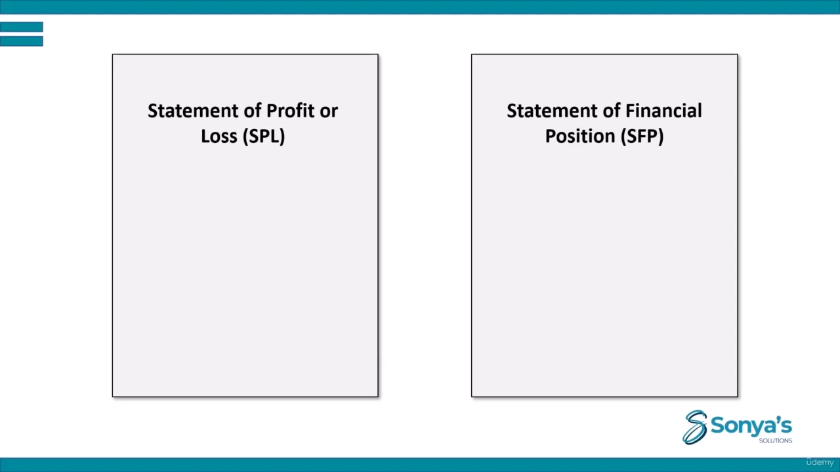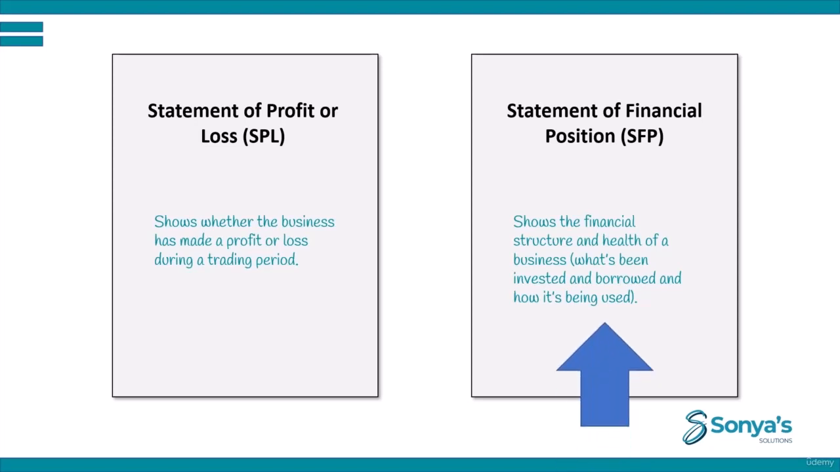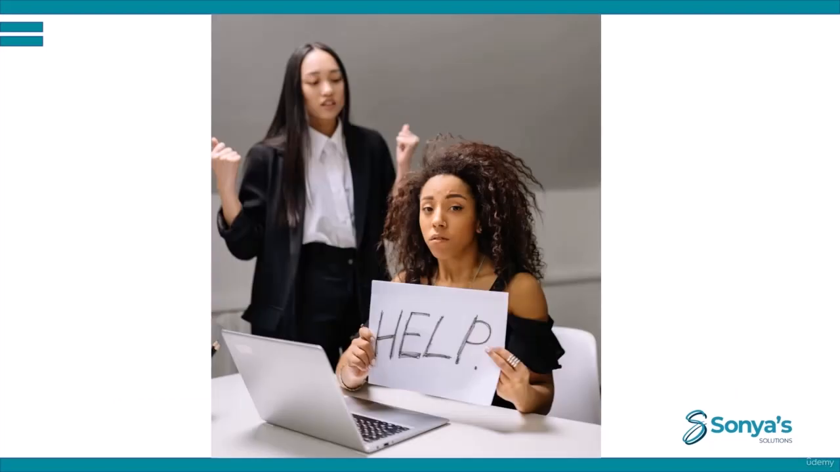In the previous lesson, we learnt about the statement of profit or loss, which reports whether the business made a profit or loss during a period of trading. In this lesson, we'll be learning about the statement of financial position, which shows the financial structure and health of a business at a certain point in time. This is the financial statement that people generally find a little more difficult to understand, so we'll start by relating its purpose to our own lives.